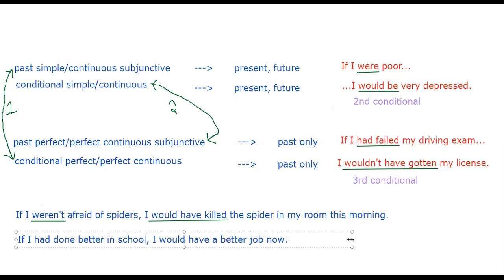Let's say that. So here it's the other way around. We have a past situation here, a past condition with the present result. If I had done better in school, because in the past I didn't do well in school, but if I had done better in school, I would have a better job now, because now I don't have a good job, but I would have a better job now if I had done better in school.